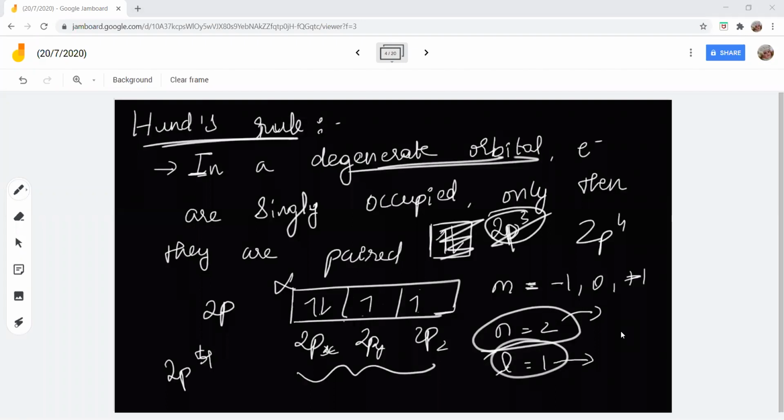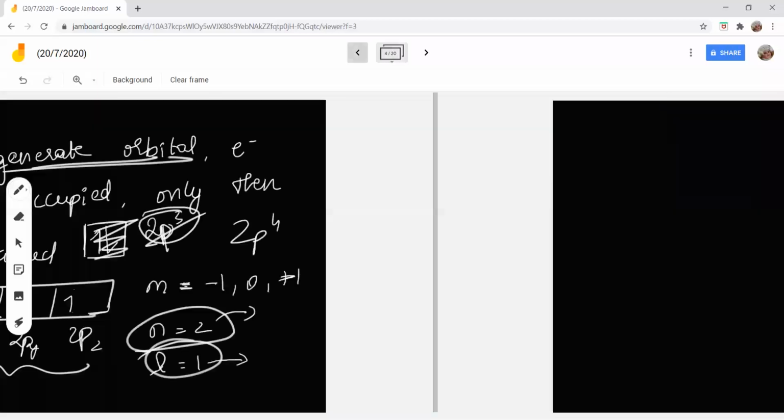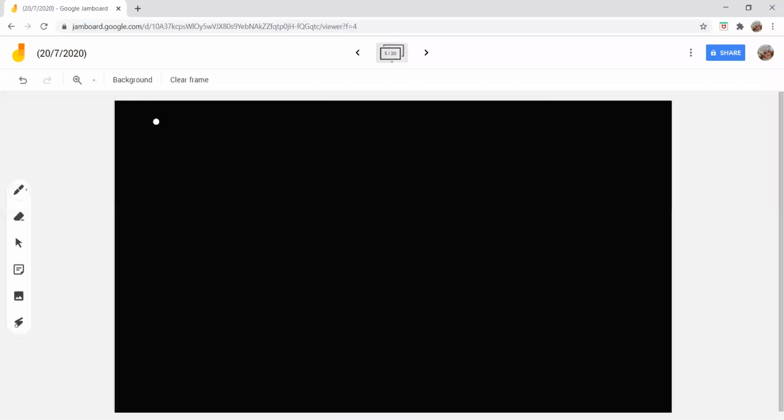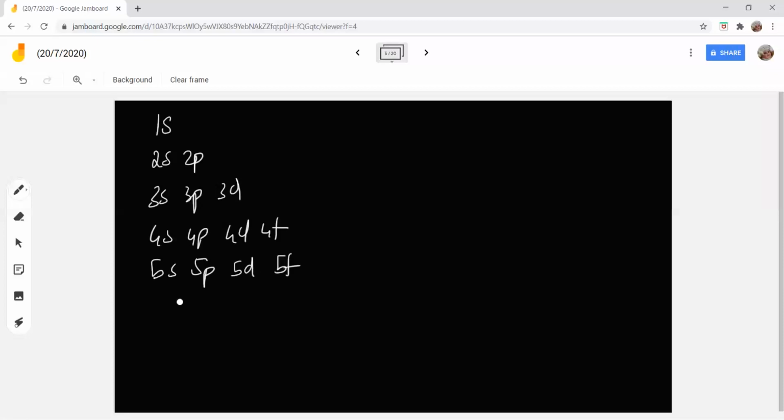Okay. So this is called Hund's rule. Now we are going to fill the electrons with the help of this order: 1s, 2s, 2p, 3s, 3p, 3d, 4s, 4p, 4d, 4f, 5s, 5p, 5d, 5f, 6s, 6p, 6d, 7s, 7p.